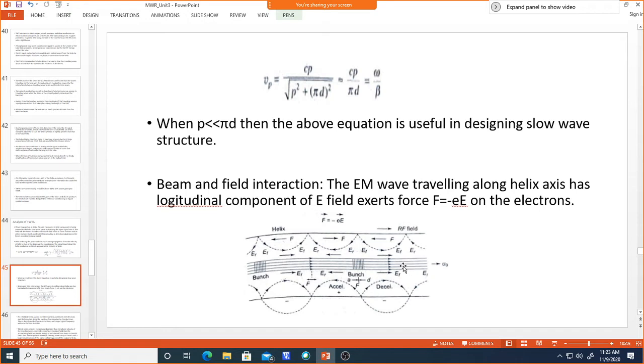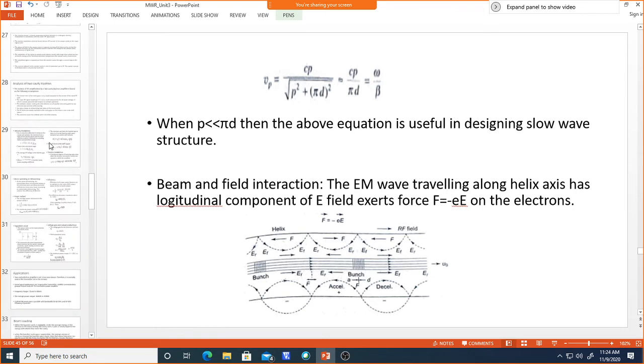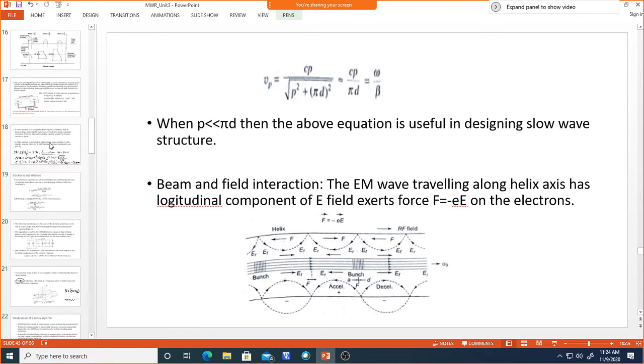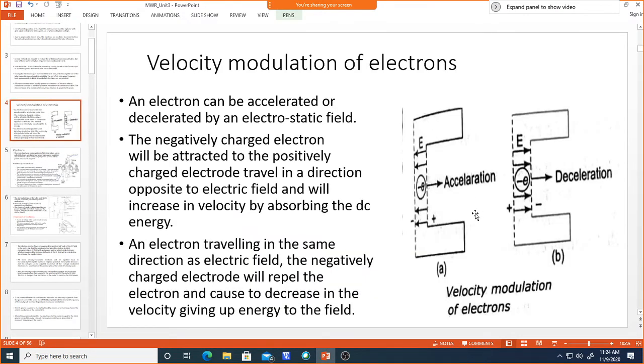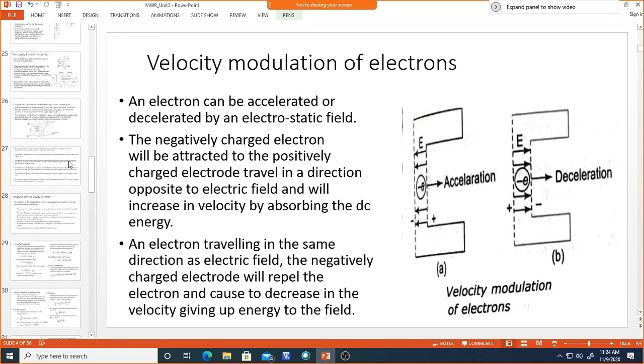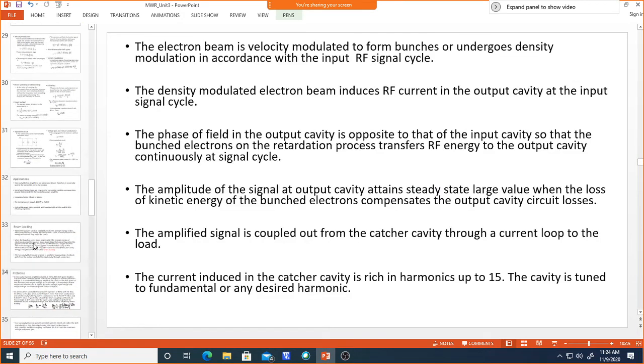As we discussed in the cavity, and in the klystron, how the electrons accelerate and decelerate: when the electrons travel in the same direction as the electric field, they give energy to the electric field and reduce their velocity. When they go opposite to the electric field, they accelerate by taking energy from the electric field. The same thing will be described here in the analysis.